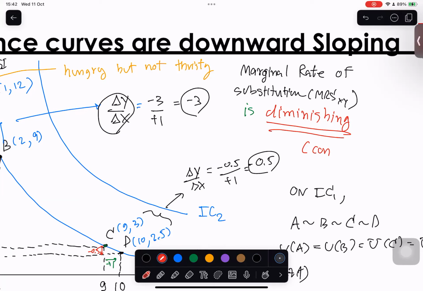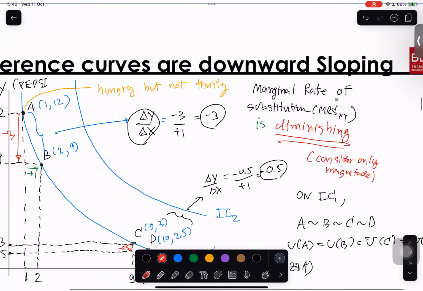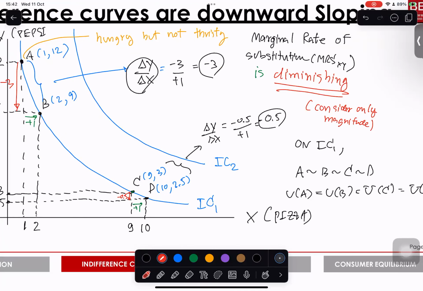So this rate is falling. Consider only the magnitude. The amount of Pepsi he is willing to give up to get a slice of pizza changes all the time. Depends on the level of his hunger. That's why MRS is falling. Somewhere here is 3. Somewhere here is just very small, 0.5.